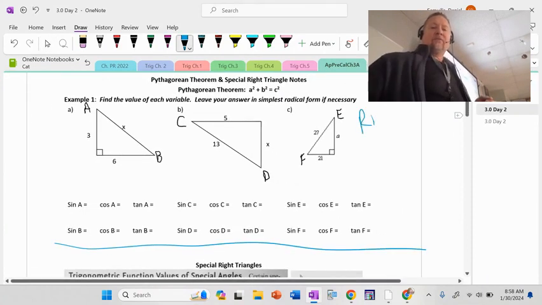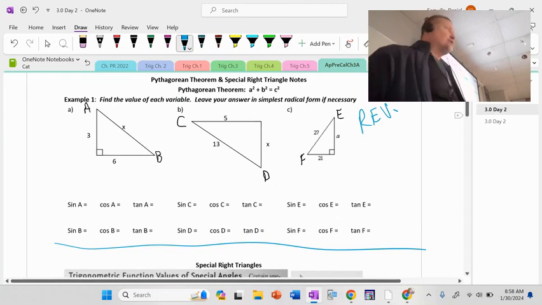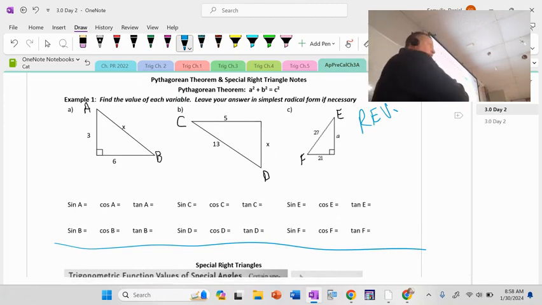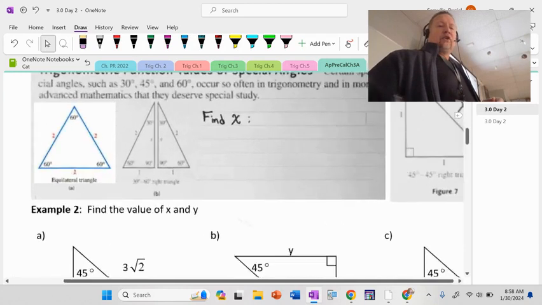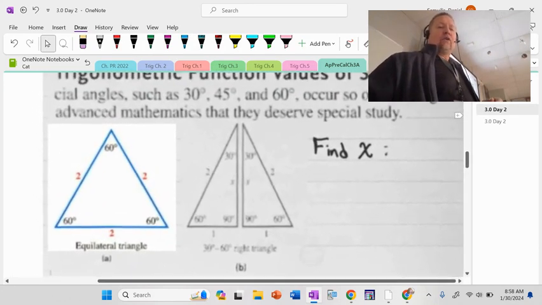Okay, so that was review from yesterday and review of rationalizing, so using SOHCAHTOA, and then review of Pythagorean theorem, which really should not be a big deal. Okay, now this is the new, but it's not all that new.